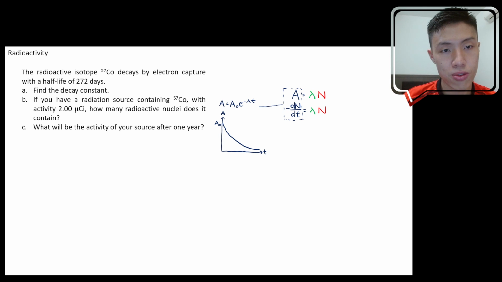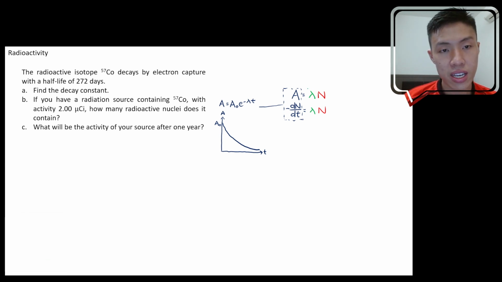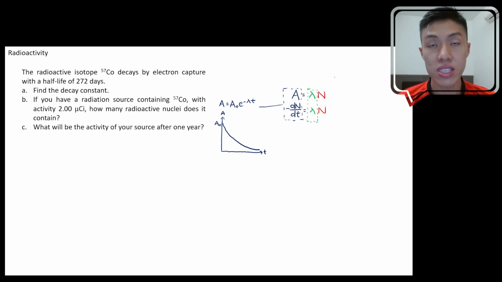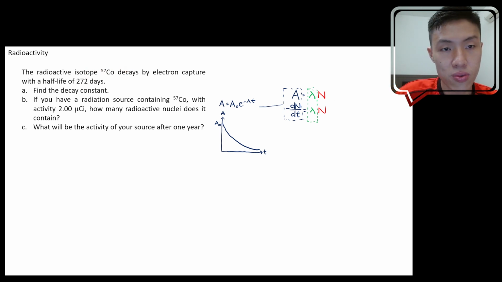Next, let's move on to the green side. The green is the decay constant. If you have a greater decay constant, that means your material decays faster. If you have a smaller decay constant, your material decays slower. Each type of material, let's say for this question it is 57 cobalt, has its own decay constant. 238 uranium has its own decay constant. Every single radioactive material has its own decay constant. And this decay constant we can relate to half-life.